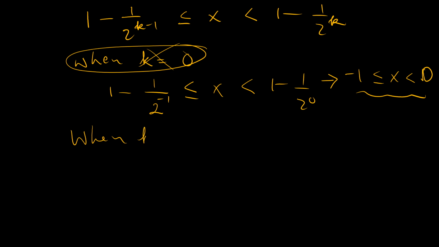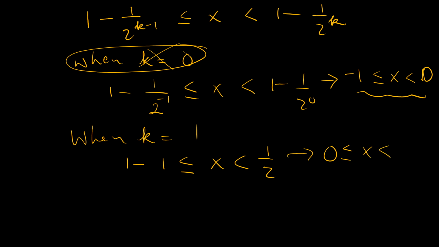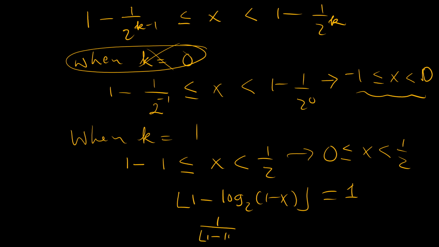So what about when k equals 1? That means 1 minus 1, x up to 1 minus a half. So in other words, from 0 to a half, and in that region the floor function of 1 minus log 2 of 1 minus x equals 1, because it equals k, and therefore the fraction 1 over the floor function equals still 1. In other words, that is valid.